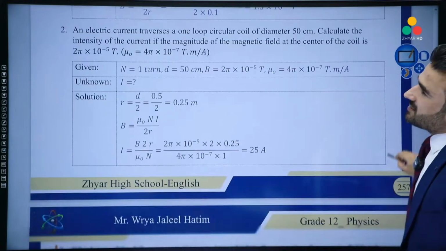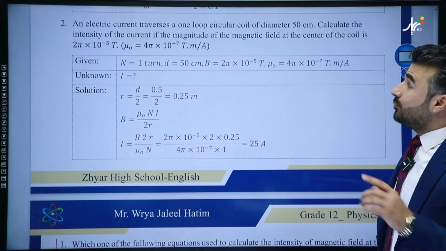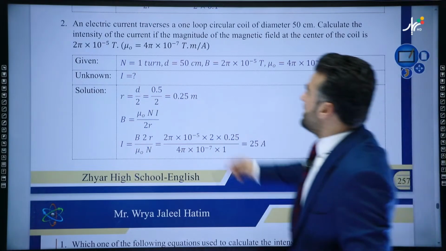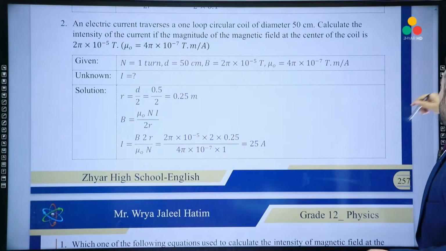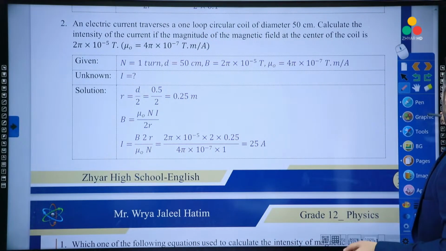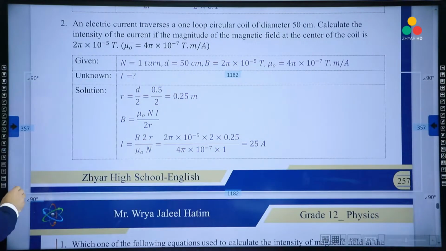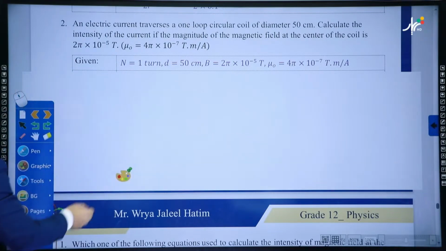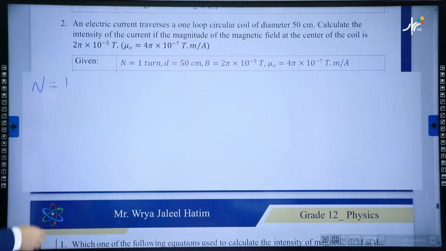Okay, now take a look at the second question here. It says, an electric current traverses one loop of circular. So how many number of turns? We have 1. Why 1? Because it says one loop. So you can underline this word here. Let's solve this one as well. All right, these are basically the application of the equation, but I don't like to leave anything behind unless I don't have enough time. Okay, so let's do it here. All right, so it says one loop, that means N is equal to 1.